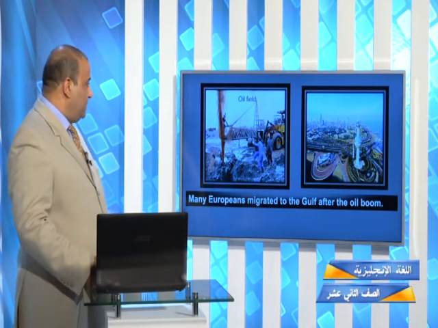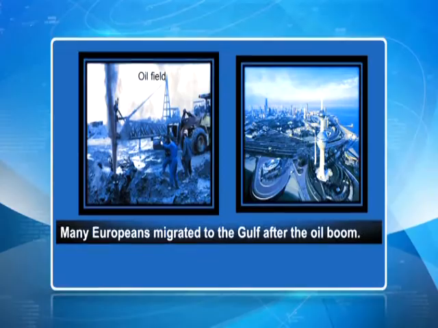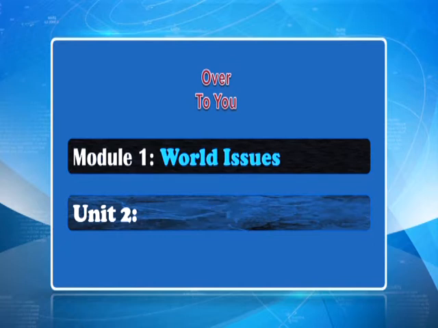Here we have some workers who are working on their oil field, and it seems clear here that we are talking about Kuwait. Many Europeans migrated to the Gulf after the oil boom, and again here we have some hints about the theme of our unit, which is the oil boom. So it's clear from the introduction we are talking about something very important, one of the world issues that we are dealing with in our textbook. I hope that you have guessed it correctly. Yes, it's about migration. Okay?